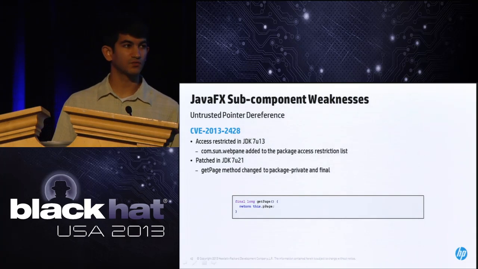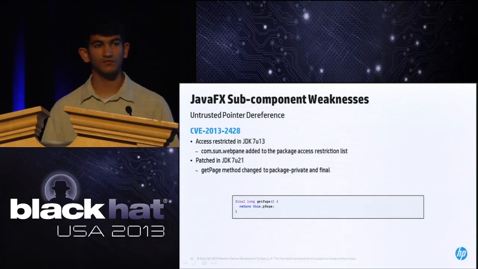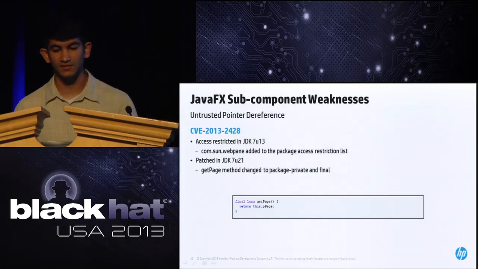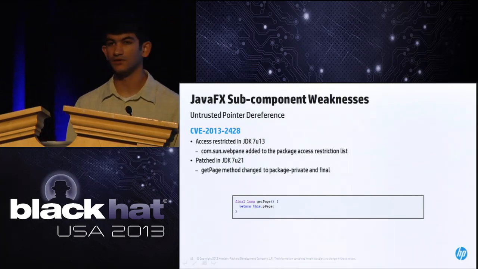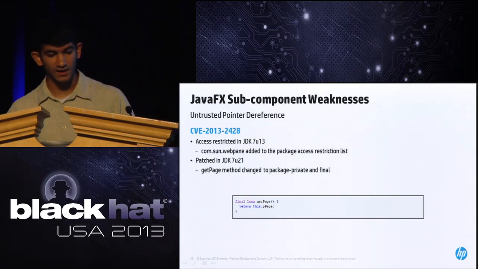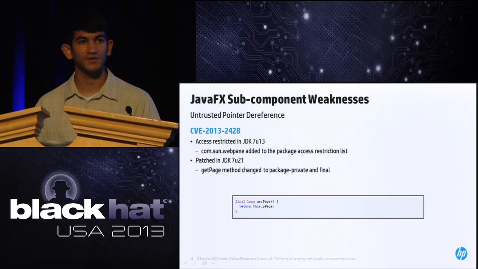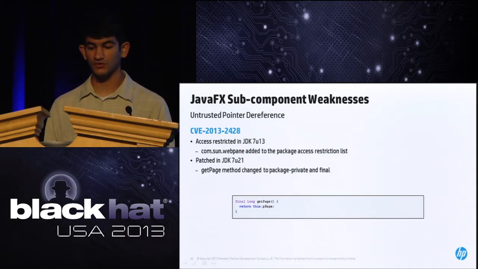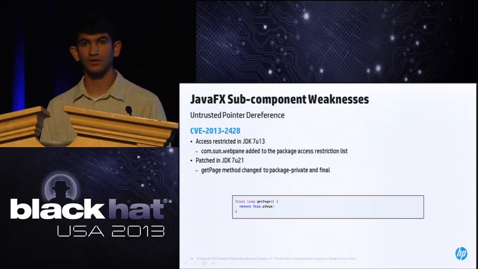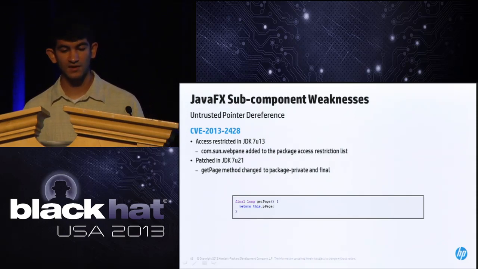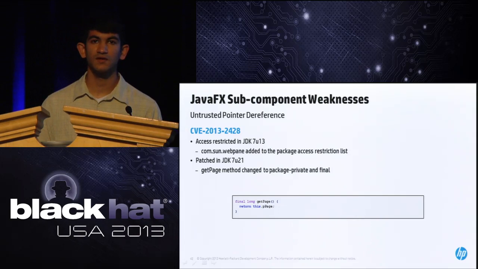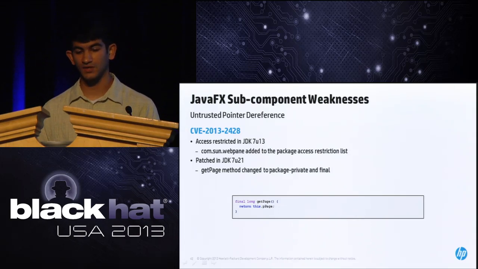The way they patched this was interesting in that we had a slew of these come in all at the same time, and I think that may be why it's Brian's favorite type of bug in Java. And in JDK 7 update 13, as kind of a make-the-hurting-stop reaction, Oracle just banned a large number of packages, in this case the ComSun WebPane package, such that any attempt to access it, JDK 13 or up, will result in a package access exception.